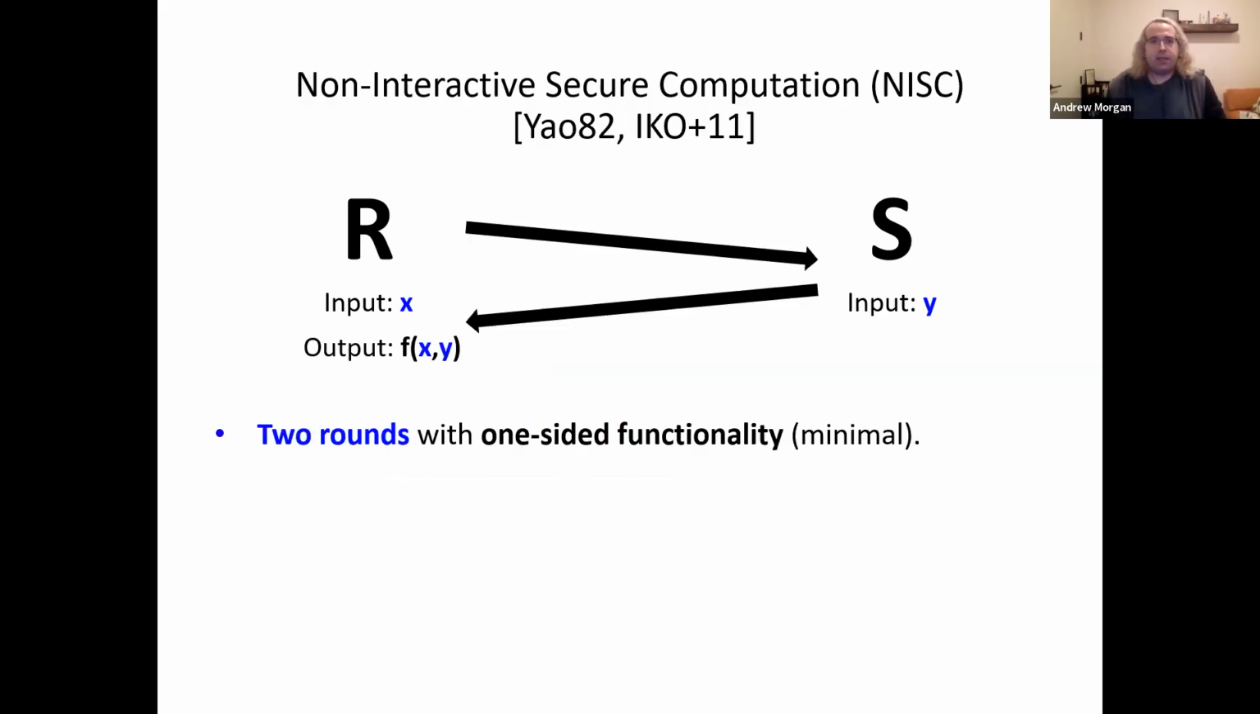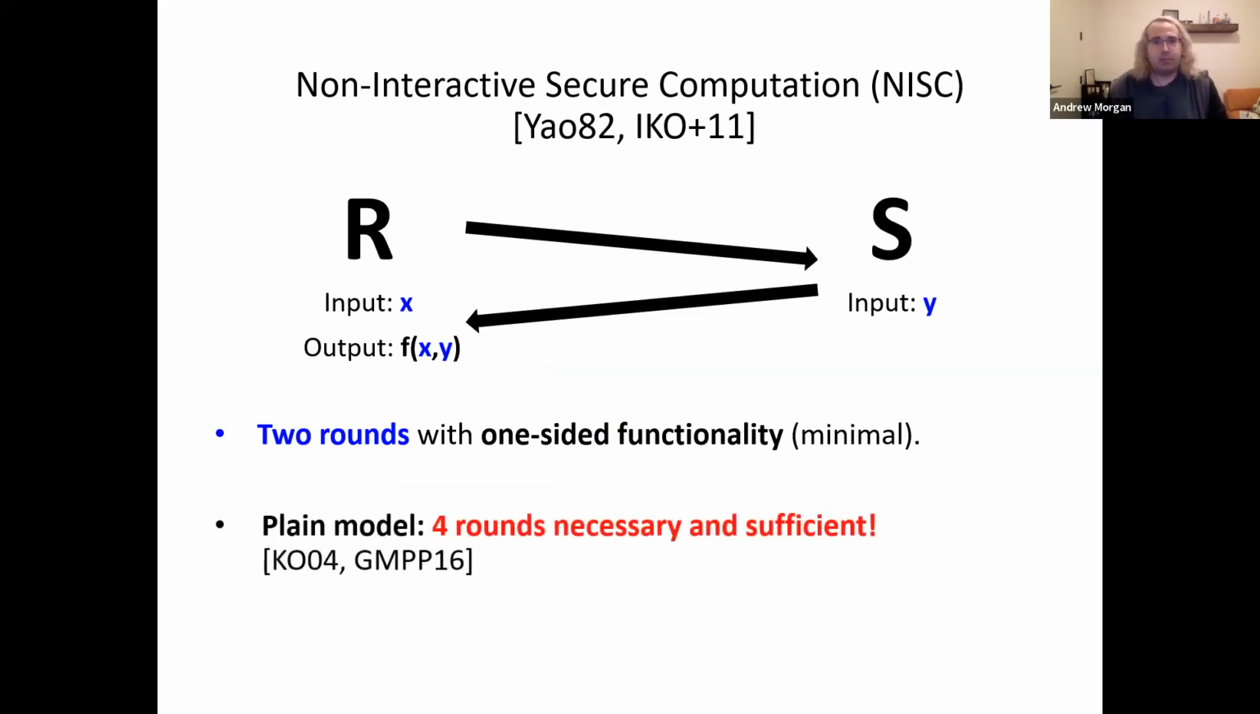If we consider one-sided functionality, where only a single party needs to receive the output, a minimum of 2 single message rounds of communication is necessary to avoid residual attacks. Protocols achieving this minimum are referred to as non-interactive secure computation, or NISC. NISC protocols with trusted setup are well known.